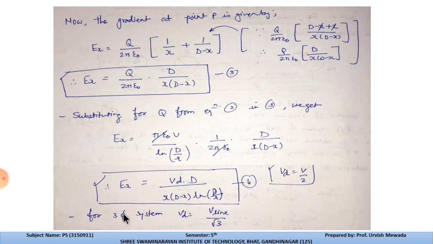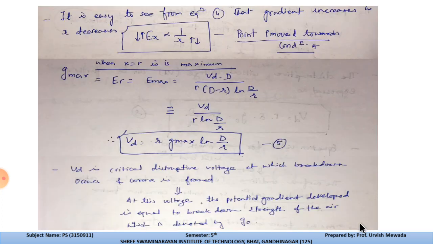So for a three-phase system, Vd is equal to line voltage divided by root 3. Vd is the phase voltage or disruptive voltage for a particular phase, so that's why V line divided by root 3. And from that equation it is easy to see.